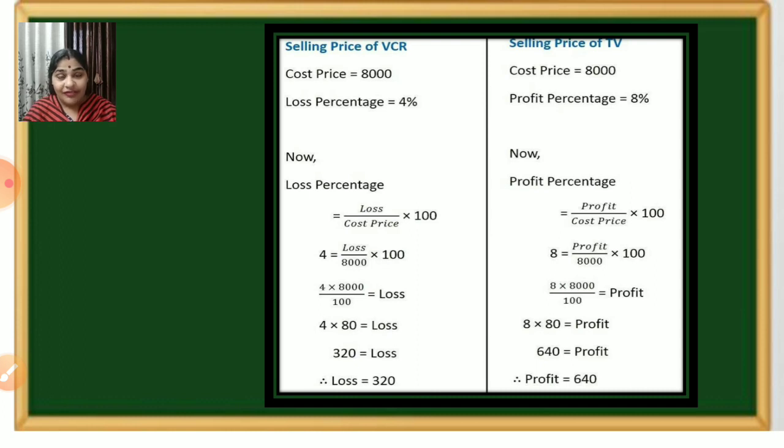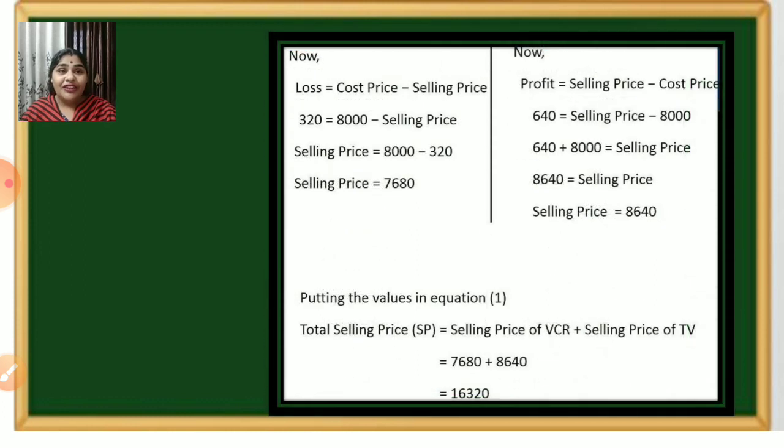Now let us find the selling price. We have loss and we have profit. So we have the formulas here: loss is equal to CP minus SP and profit is equal to SP minus CP. Substitute, children. For VCR we have loss 320 is equal to cost price 8,000 minus selling price, which we have to find. So selling price we will transpose to the left hand side, and 320 to the right hand side, we will get selling price is equal to 8,000 minus 320. So selling price is equal to 7,680. I hope this is clear.